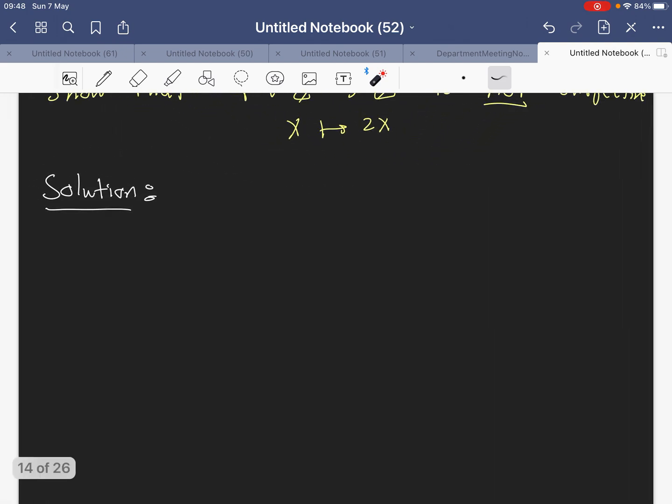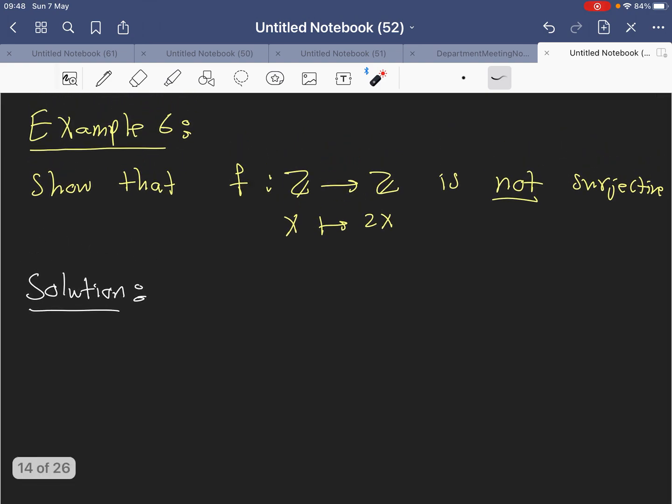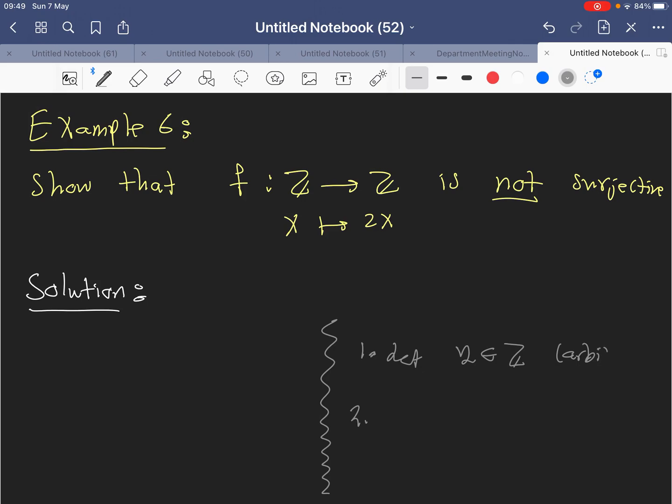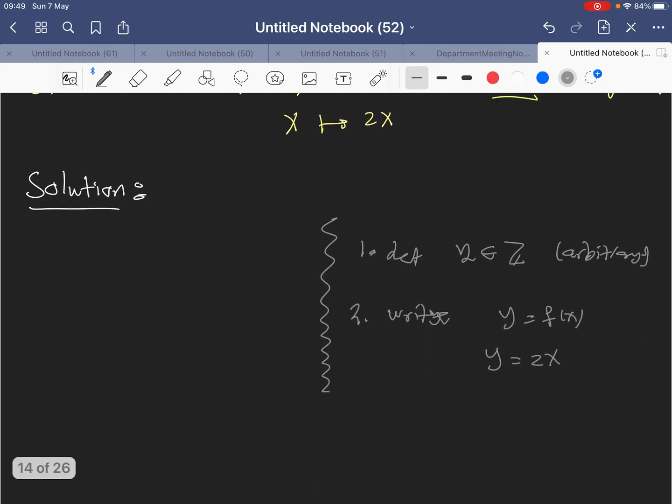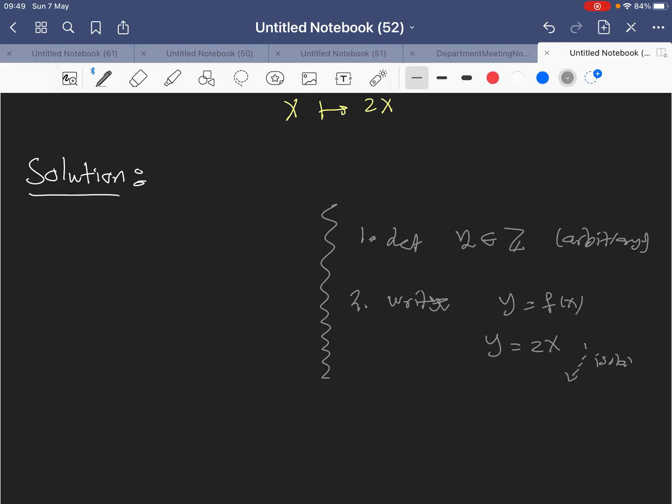The next example, we want to show that the function is not surjective. So as I said before, to show a function is not surjective, we need to see what will go wrong if I try to prove that my function is surjective. So let me divide this into two sides here, and let's see if we do the 3 steps, what will go wrong. So let y in Z be arbitrary, any y, I don't know which y. Write y equal f of x, so y equal to 2x. Next, isolate x. So x equal y over 2.